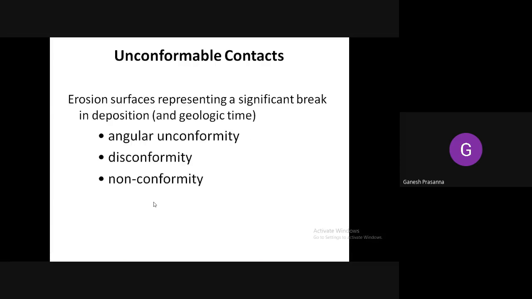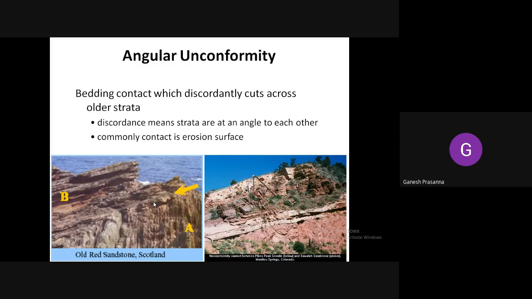Coming to the unconformable contacts, it is the erosional surface that represents a significant break in deposition. Whenever deposition is taking place, there is erosion, which represents a break in deposition. There are three important ones: angular unconformity, disconformity, and nonconformity. An angular unconformity is one where the bedding contact discordantly cuts across older strata.